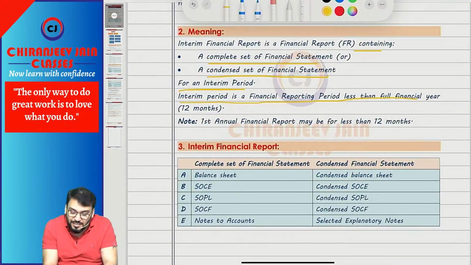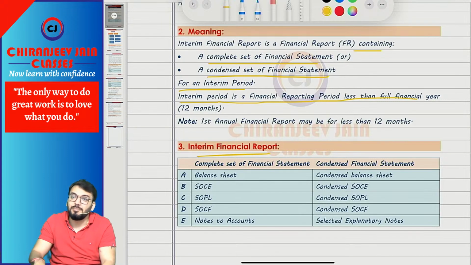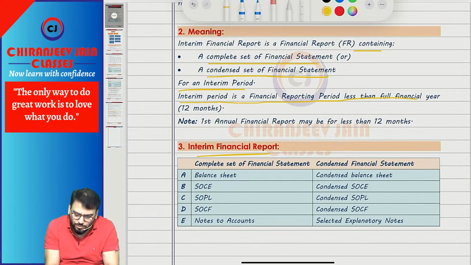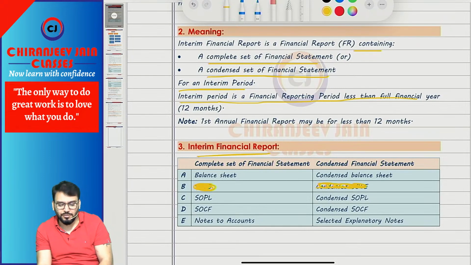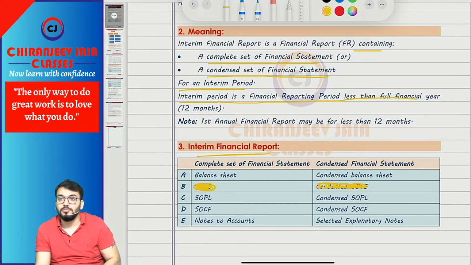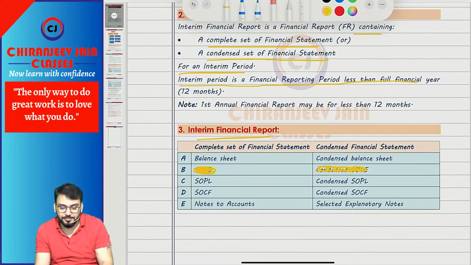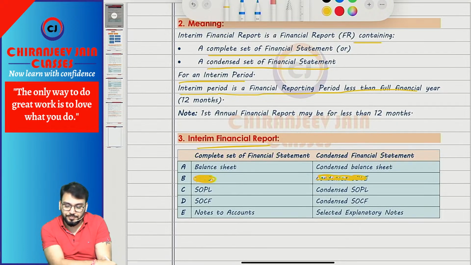Understood? So when I am saying complete, it means complete balance sheet, complete statement of PL, complete statement of cash flow, complete notes to account. But when I say condensed, it is condensed balance sheet, condensed statement of PL, condensed statement of cash flow, and selected explanatory notes. Statement of changes in equity, you can delete this. It is okay, it is actually for final level. Okay, remove this. This much you understood? Correct? Okay.